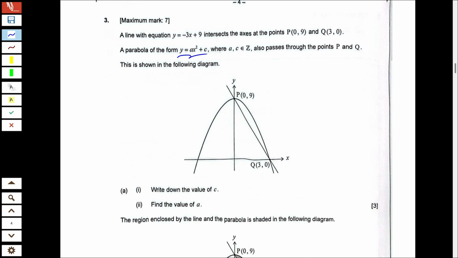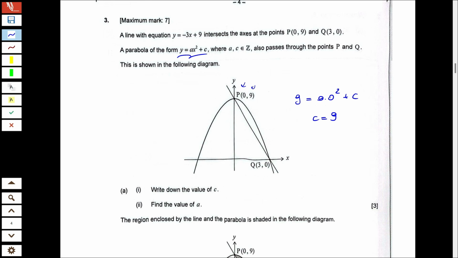It's given the parabola expression. So I will just replace y with, for example, 9 and replace x with 0. In this case, you can write the equation 9 equals a times 0 squared plus c. From here, you can say that c equals 9.